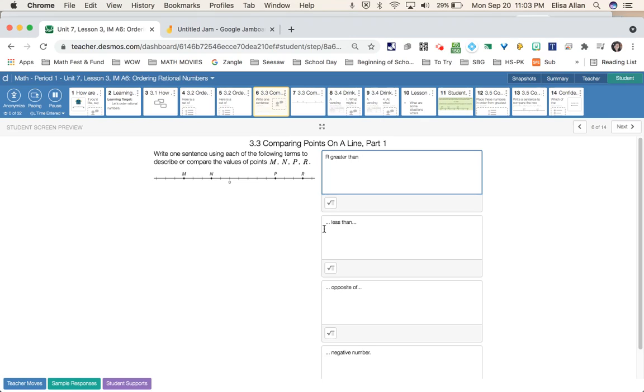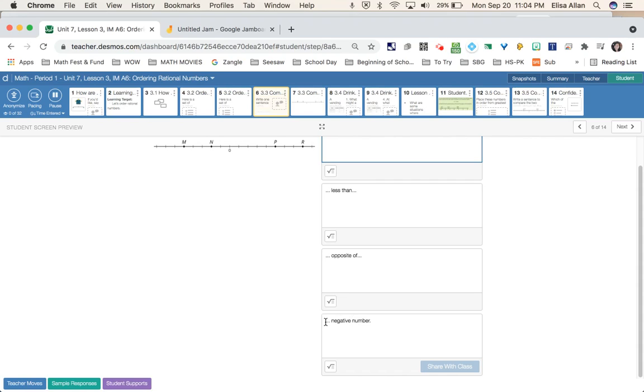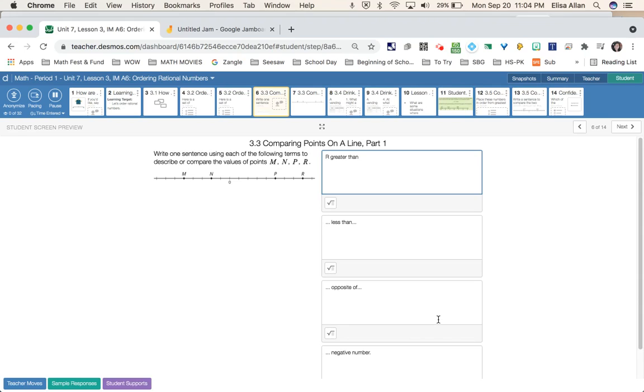We have here, for example, blank is less than something else. Something is the opposite of something else. And here we're looking for something being a negative number. All right, take about 2 minutes to complete this one, and then we'll see how we did from there.